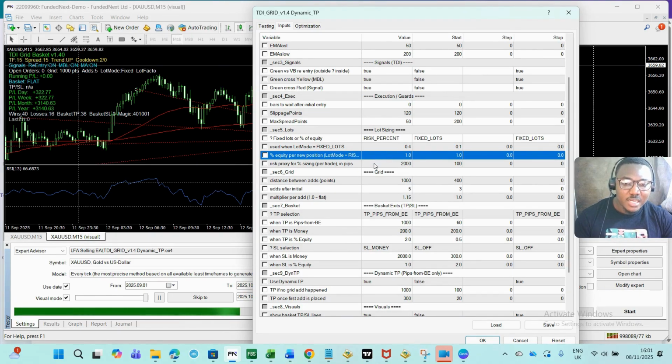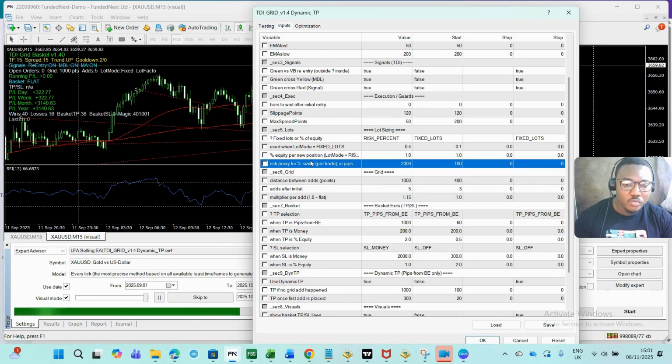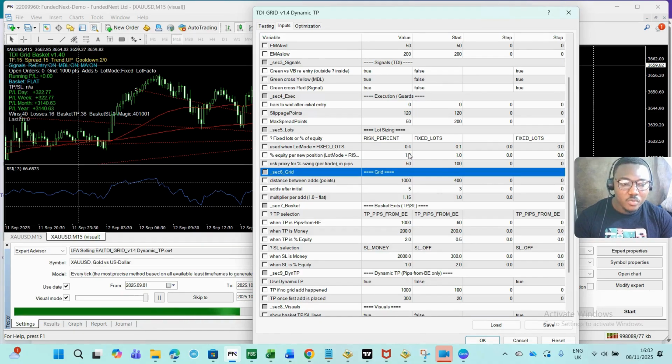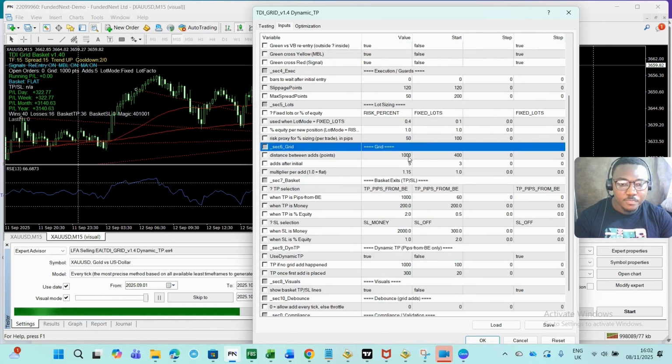Okay, and the next one is now asking you the risk price, which is how many pips do you want me to calculate the 1% from? Because this is gold, I set it to 2000. If you're trading a normal pair, you can just set it to, let's say, 50 pips. Okay, which means it will calculate the stop loss for 50 pips, then it will calculate the lot size that it is supposed to use based on risking 1% on your trade.